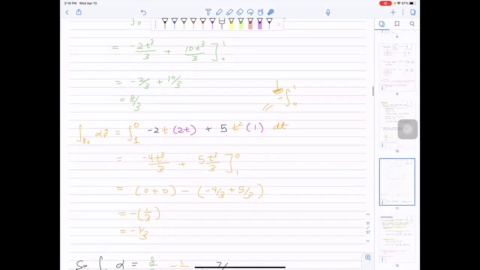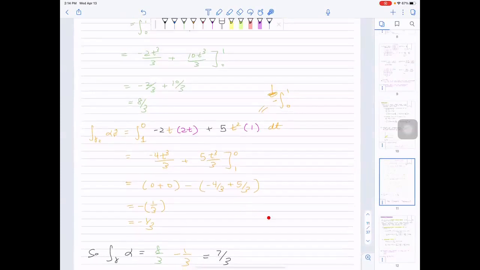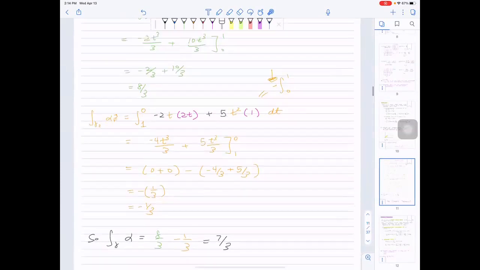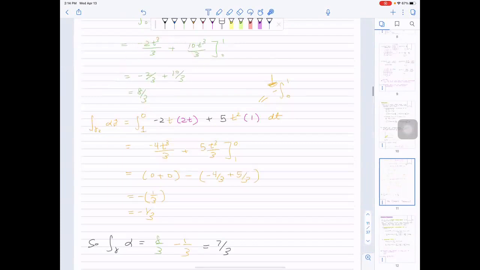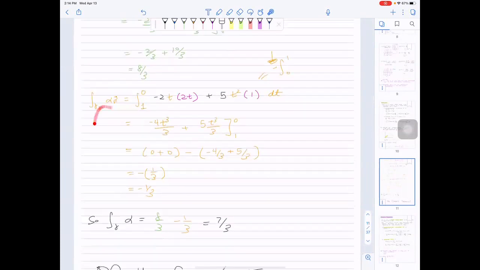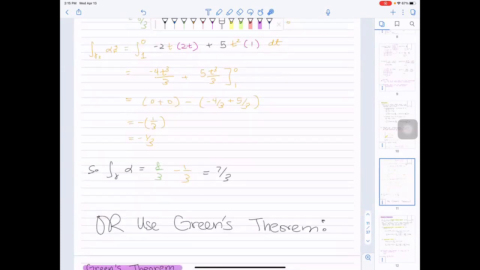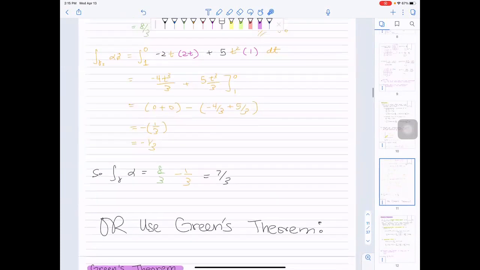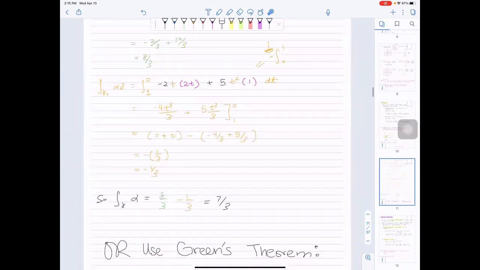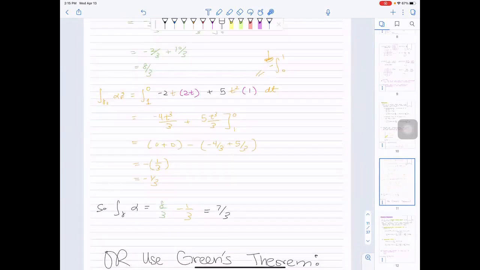So this is the first version, which we learned last week. And we see that it's a lot of work, right? We computed the integral over the green path, which is 8/3, plus the integral of the orange path, negative 1/3. And we get 7/3. Or as Alberto said, we could use Green's theorem. Okay, any questions before I move on to Green's theorem though? So this was all last week's stuff, or like the long way.